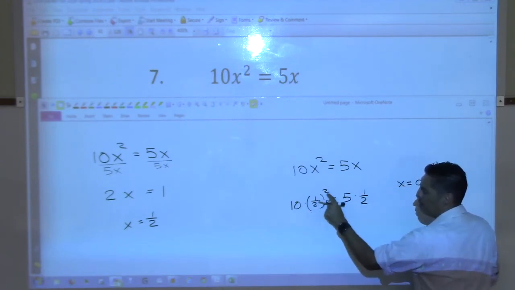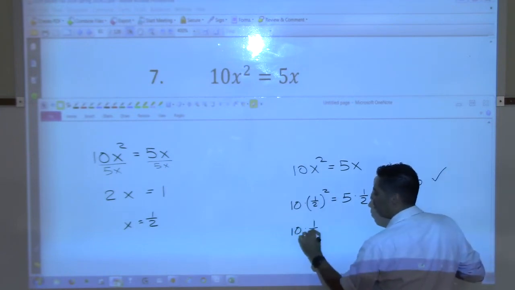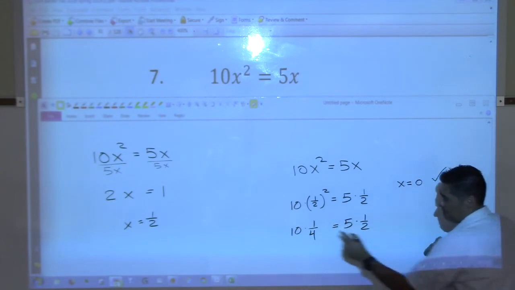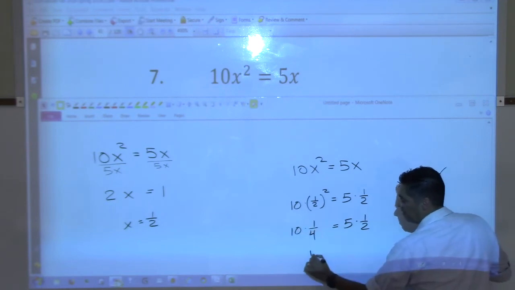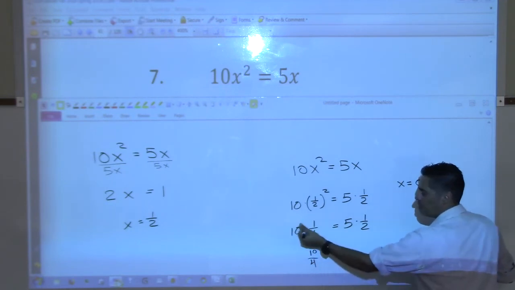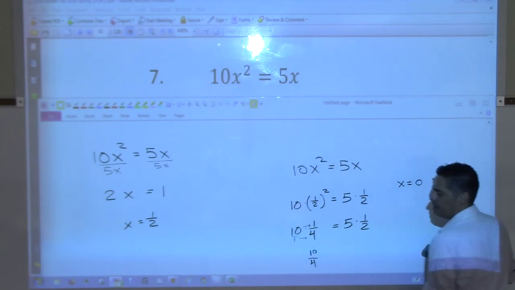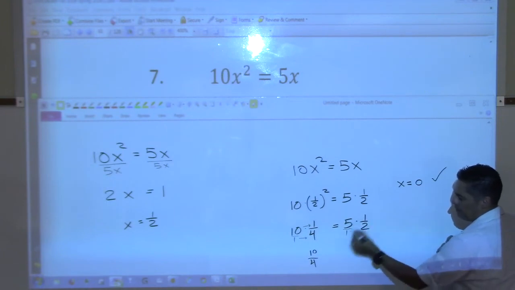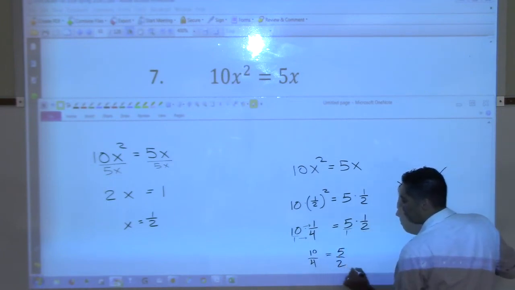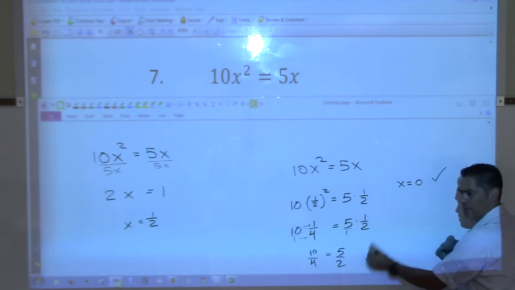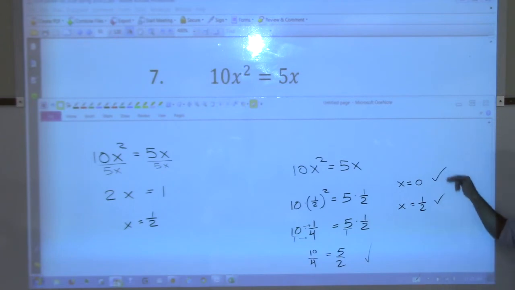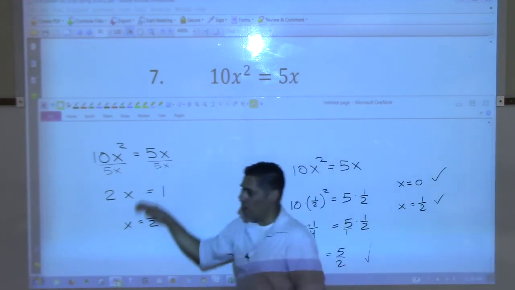What's 1/2 squared? 1/2 times 1/2? 1/4. So this is 10 times 1/4. Does that equal 5 times 1/2? Well, 10 times a fourth is the same as 10 over 4, right? You just multiply straight across. There's like a 1 underneath that. And over here, multiply straight across, what do you get on this side? 5 over 2. So are these the same thing? Is 10 over 4 the same as 5 over 2? Yes, it is. So x equals a half works. So these are the two solutions. But doing it this way, you lost one of your answers.